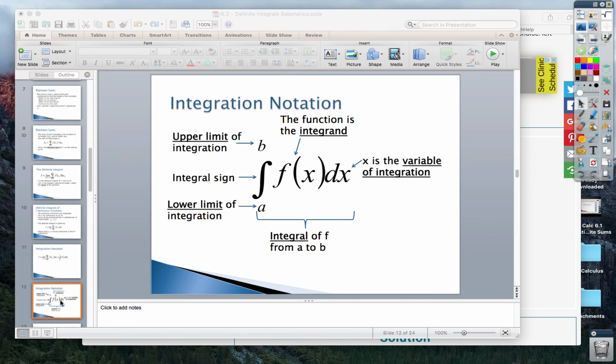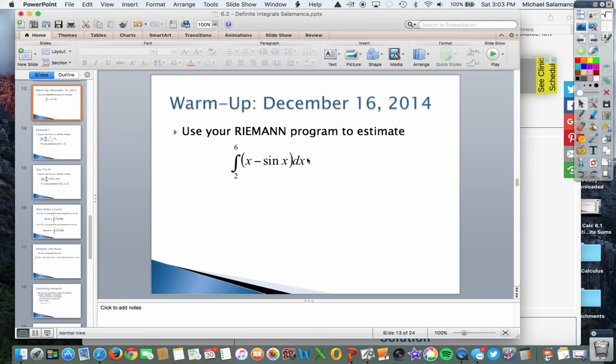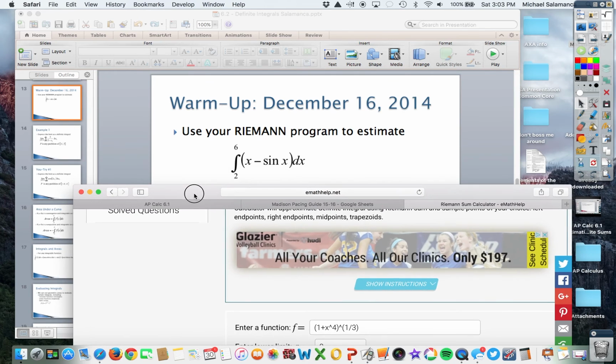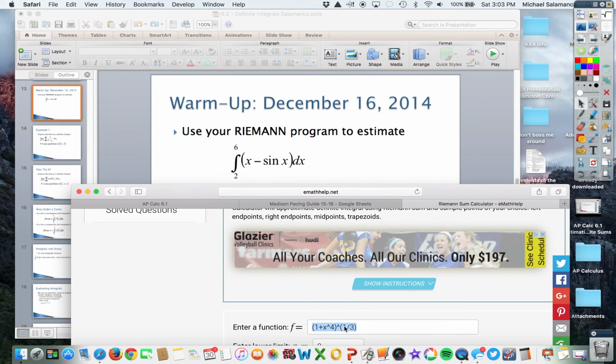So let's look at how this actually applies a little bit more. Now, by now, we've taught you how to use the Riemann Sum program, or the RAM program. So I want you to use that program on this function here. Because I don't have that calculator that I installed it on with me, I'm going to use a calculator that I found online. It's x minus sine of x from 2 to 6.